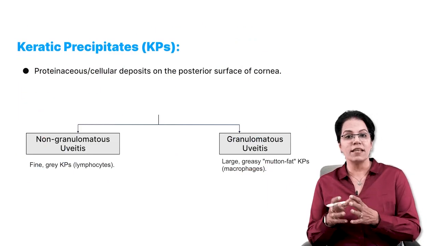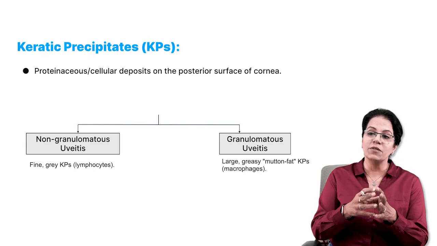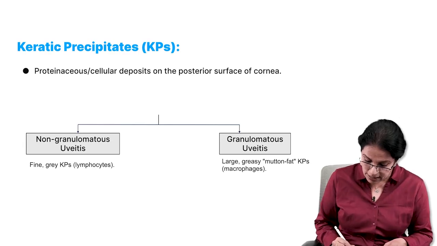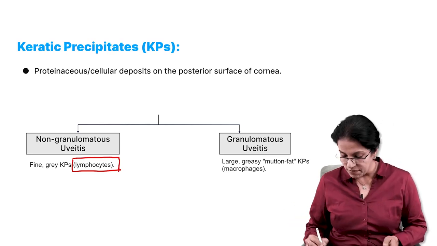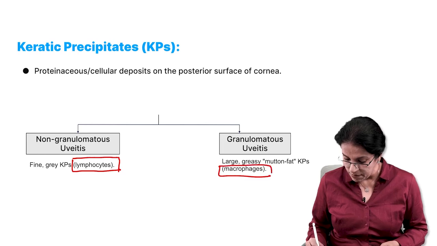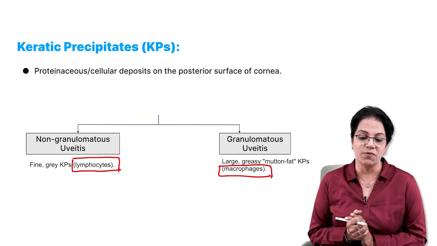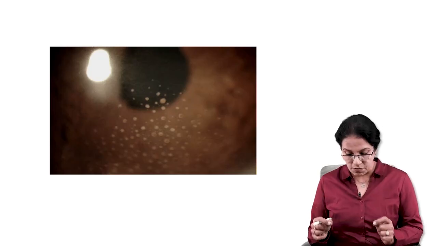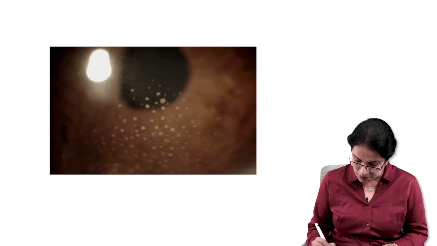So, one more thing that we can learn here is this proteinaceous cellular deposit, which are KPs. If I talk about non-granulomatous, they are mainly lymphocytes. Okay, and granulomatous mutton fat, they are mainly composed of what? Macrophages. Okay, we'll not forget this. So, have a look. What are these? These are the large greasy KPs which are behind the cornea. This is what is called mutton fat KPs.